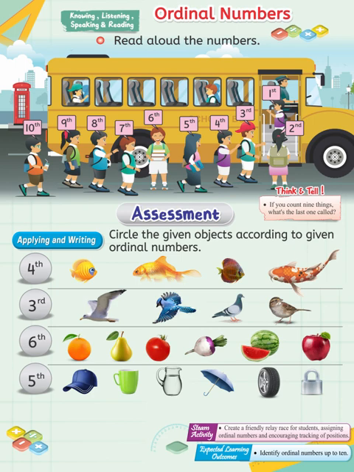Think and tell. If you count 9 things, what is the last one called? Start counting ordinal numbers as first, second, third, fourth, fifth, sixth, seventh, eighth, and ninth. Hence, the last item will be called ninth item.